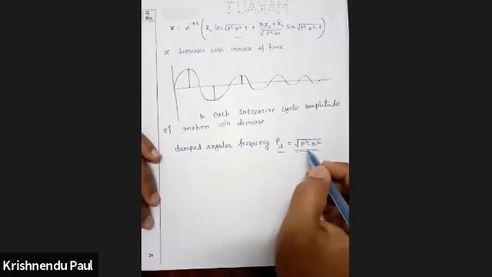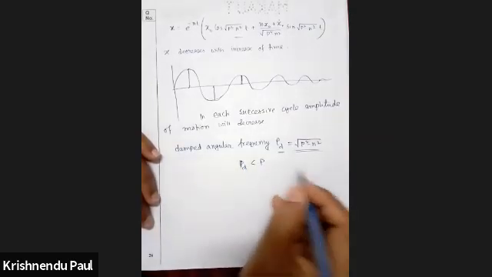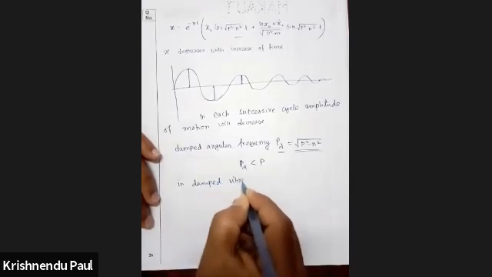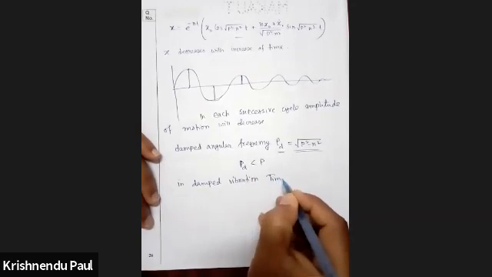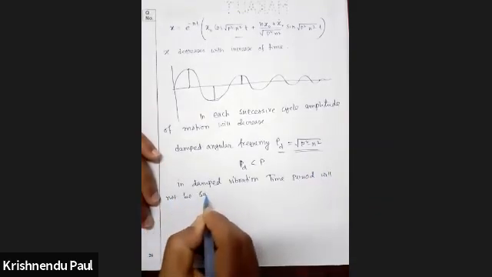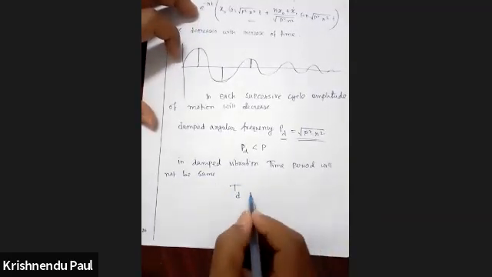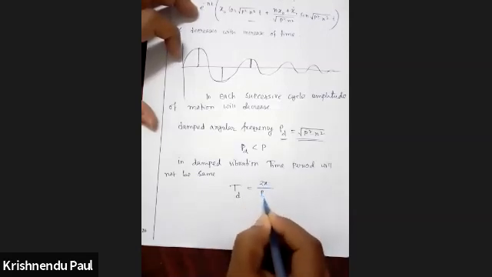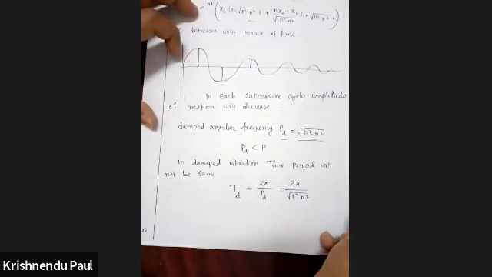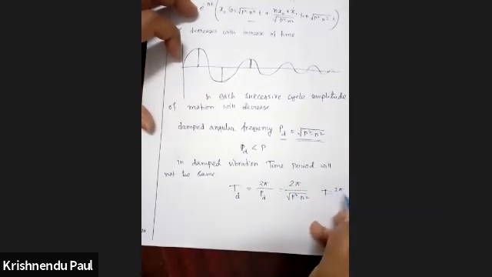So it's obvious that pd is less than p. Similarly, in damped vibration the time period will not be the same. The time period here is denoted by TD, and TD is equal to 2 pi by pd, where pd is root under p square minus n square. So the normal time period is 2 pi by p.